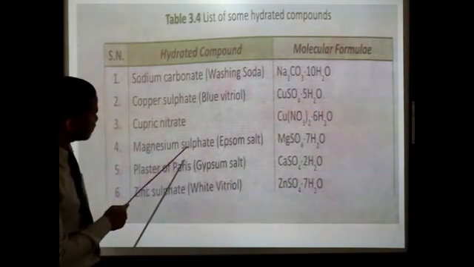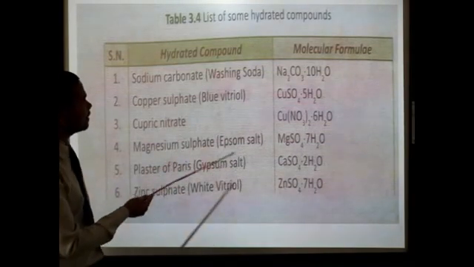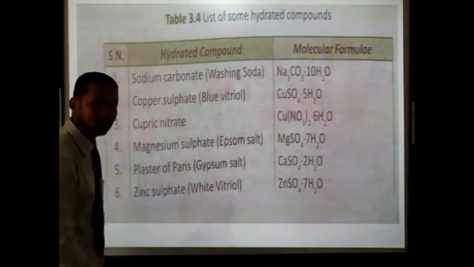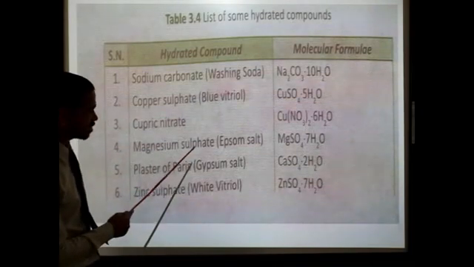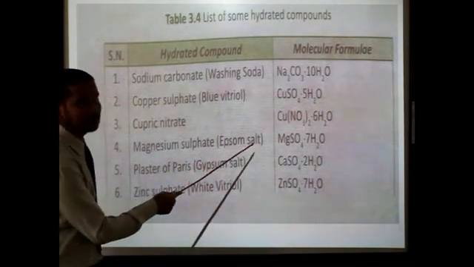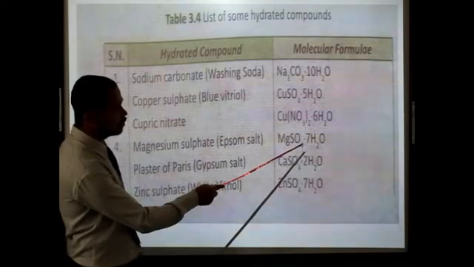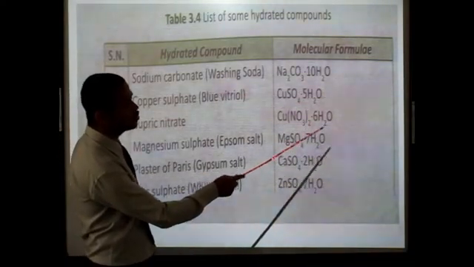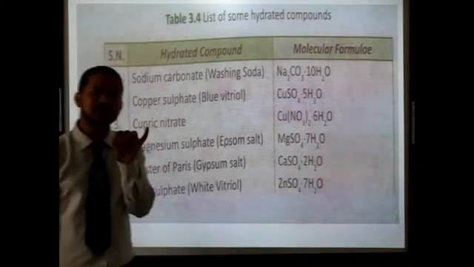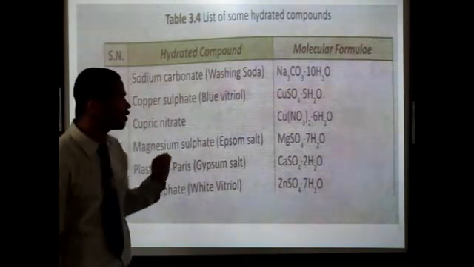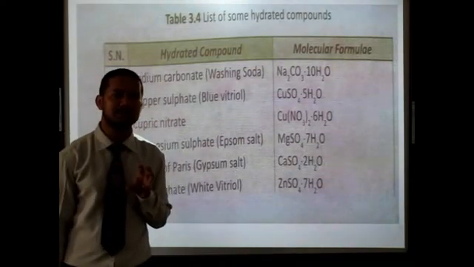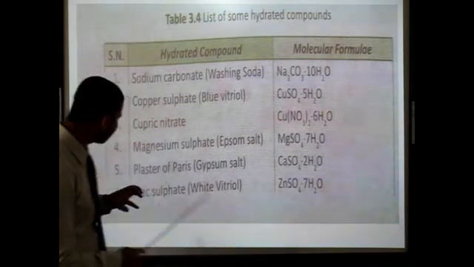Then magnesium sulfate, whose common name is Epsom salt. So what is the common name for magnesium sulfate? Epsom salt. MgSO4.7H2O. That means Epsom salt or magnesium sulfate contains 7 molecules of water.